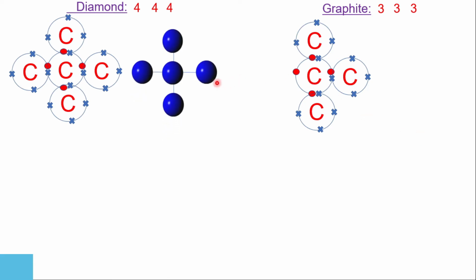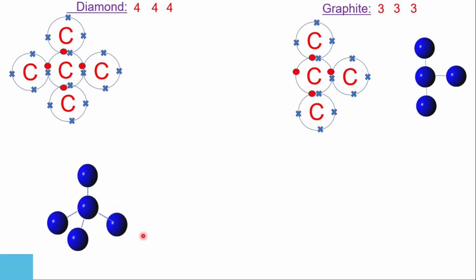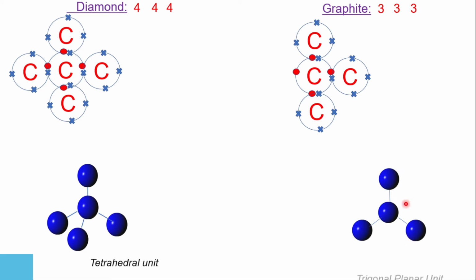And you may think that the shape of this structure would be like this, and the shape of this structure should be like this, but they are not, because of equal repulsion between the electron pairs here. Equal repulsion makes their shape. This is tetrahedral for diamond, and this is trigonal planar for graphite.